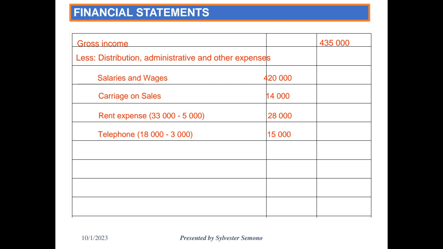I'm going to go there. That is water and electricity, 40,000 plus 4,000. Obviously, it's going to be 44,000. Very good. Yes, so we can go and tick that.